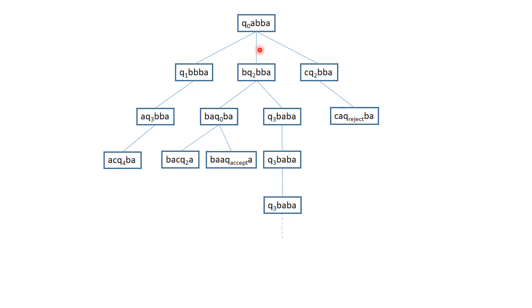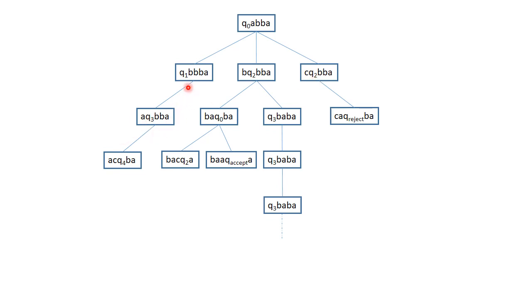What else can it do? It can do this. And what does that mean? It will change the state from q0 to q2, will replace that a with a b, and will move the head one step to the right. So now the head is pointing at this second b over here. What does this one mean? It's exactly the same, but replace the a with a c, and also enters q2 and moves the head to the right.